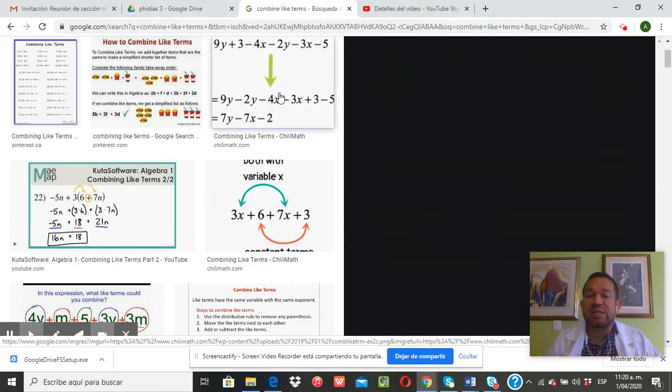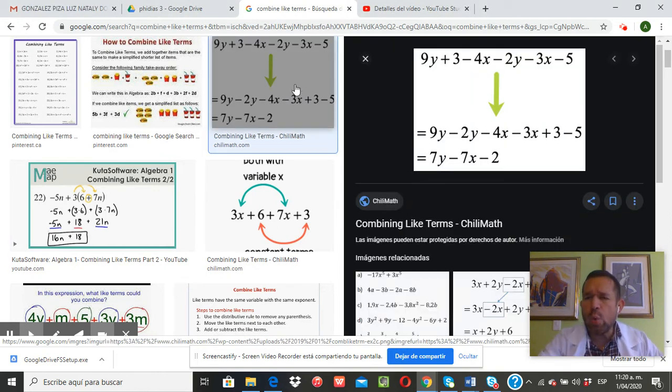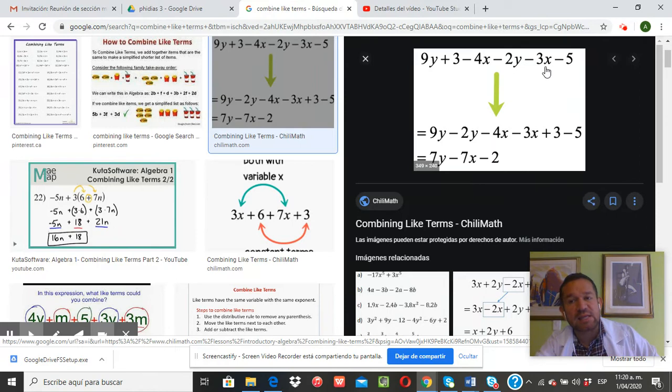One other example. Look at this. We have 9y plus 3 minus 4x minus 2y minus 3x minus 5. Okay, we're going to start combining terms. The y's: I have 9y minus 2y. What happens if we have 9y's and we take away 2? We have 7 at the end, 7y's.